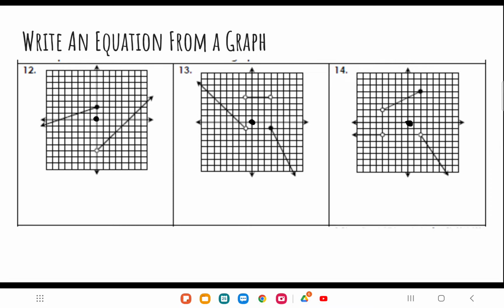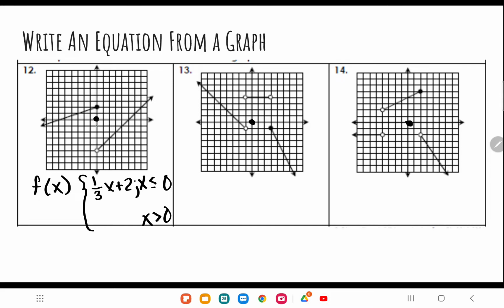So in my first equation, I have f of x, and the first part is going to be x less than or equal to 0, and the second part is going to be x greater than 0. I know that because of the closed circle on my left-hand side and the open circle on my right-hand side. Calculating my slope, I see that I have a slope of 1/3, and a y-intercept of 2. So I'll go ahead and write that: 1/3 x plus 2, and that's when x is less than or equal to 0.